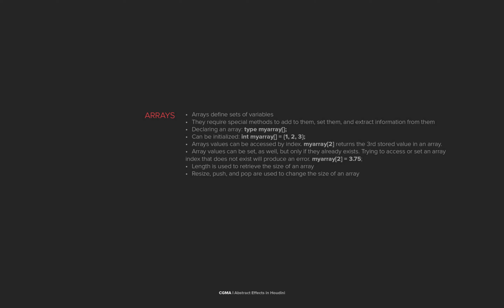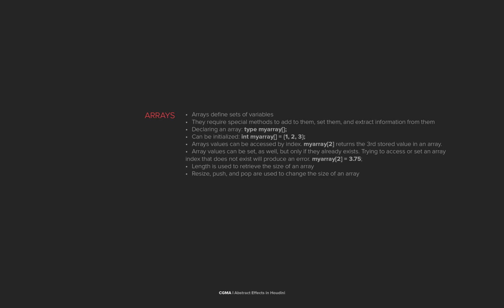The last thing I wanted to talk about here very briefly are arrays. So arrays are really just sets of variables. You can think of even a vector as an array. It's a collection of 3 floats. And if you have that basic definition of an array, it's just a collection of other kinds of values and variables, it'll make it much more clear and easy to work with. So arrays do require special methods to add to them, set to them, and extract information from them. We'll get into some of that stuff when we start to use them.